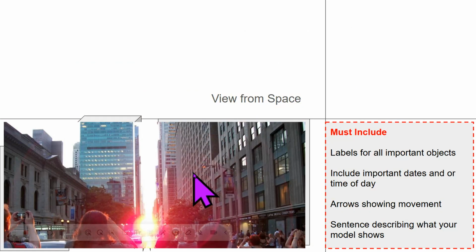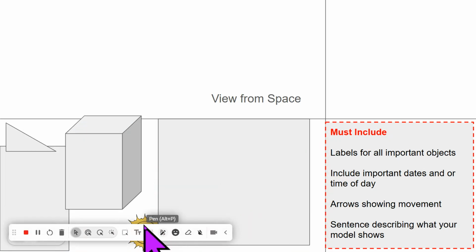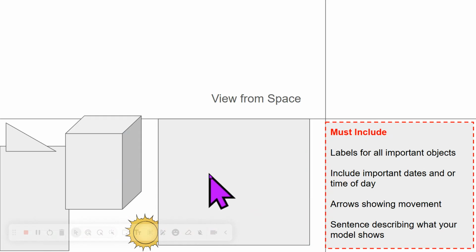Okay. View from Earth. You must include labels for all important objects, important dates or time of day, arrows showing movement, and a sentence describing what your model shows. Now, you are not going to cut and paste a picture of Manhattanhenge like I did. I just took that picture to show you this is what we need to represent. This is the view from Earth. How do we do that? Well, I did very crudely here, just by drawing shapes. You could all do this probably on the computer and draw much better than I could, right?